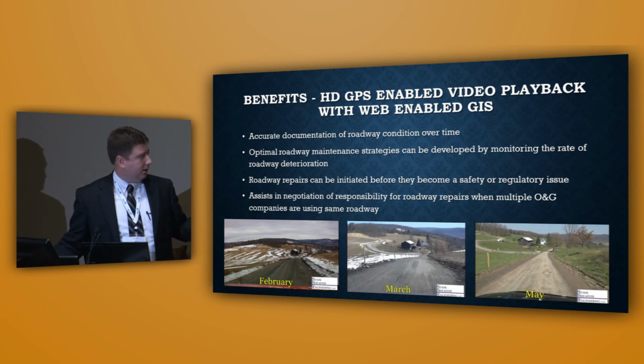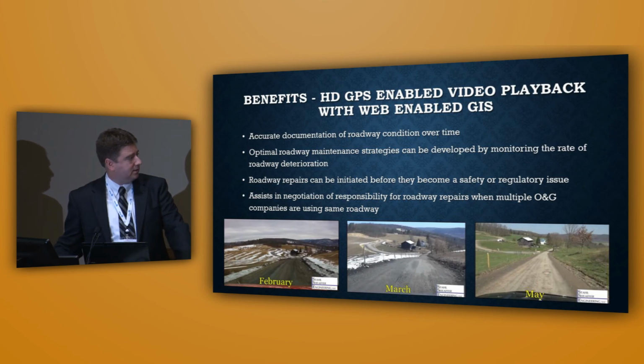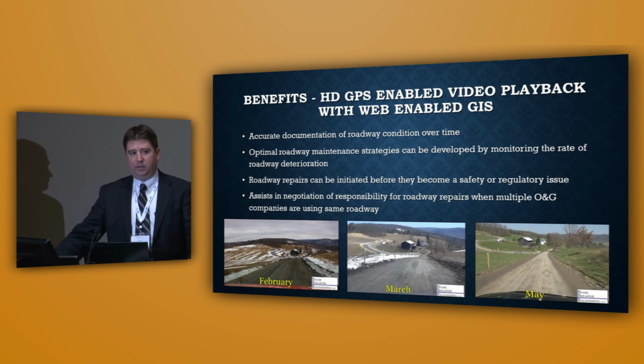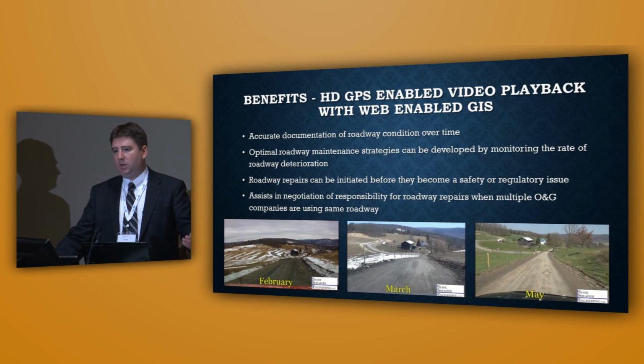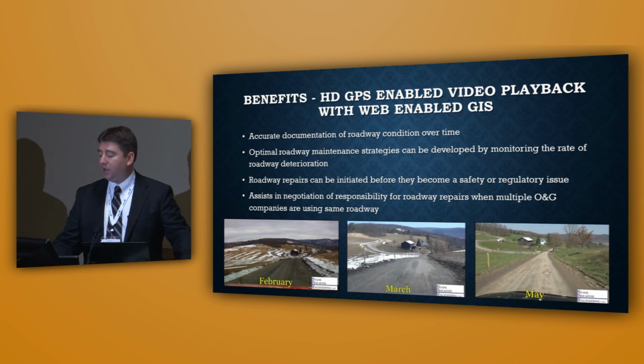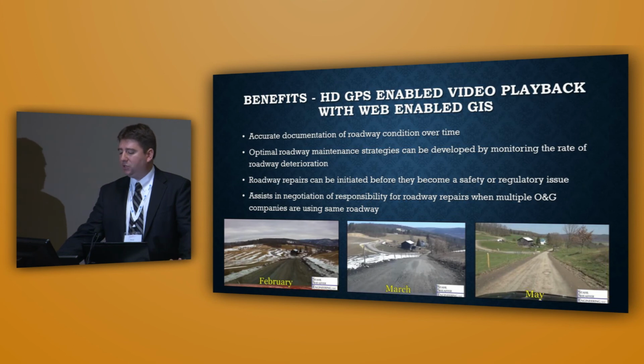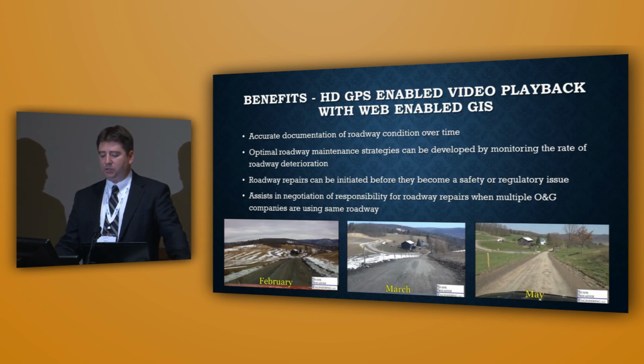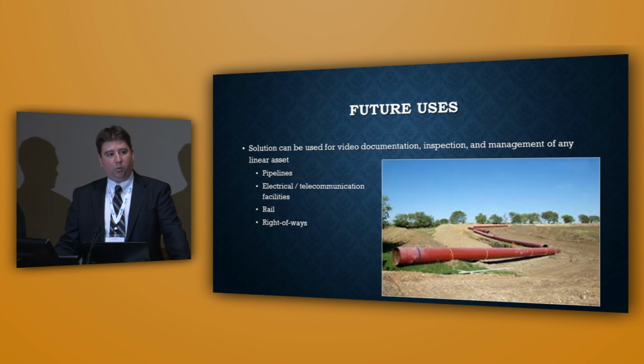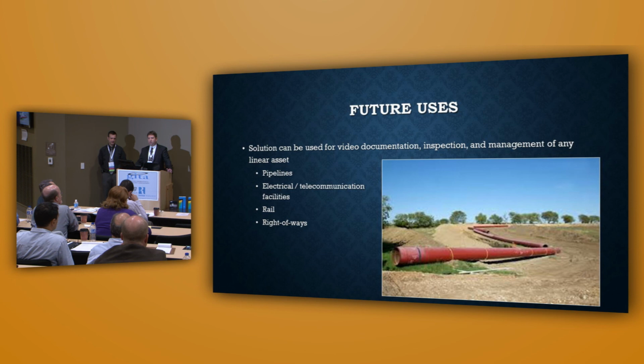And it also assists in negotiation of responsibility for roadway repairs when multiple oil and gas companies are using the same roadway. And here you can see in a couple snapshots of different videos how the conditions of the roadways do change over time, particularly with the different seasons and accelerated roadway deterioration that we see in the spring thaw period. Although this application was primarily developed for transportation and roadway usage, it would have wide use in the documentation, inspection, and management of any linear asset, including pipelines, electrical, telecommunication facilities, rail, or right-of-ways.